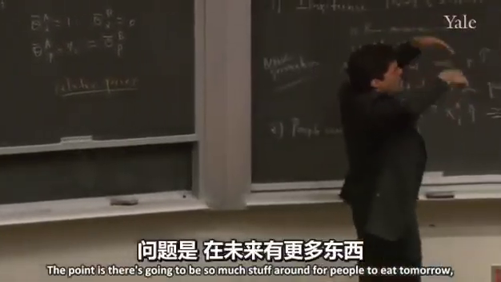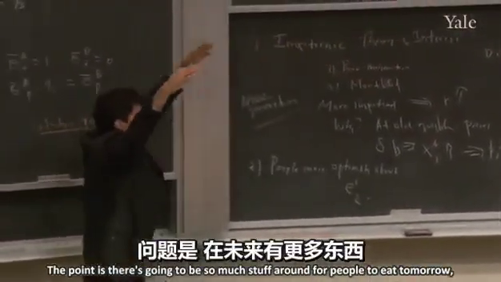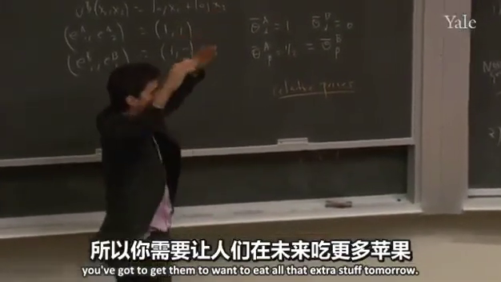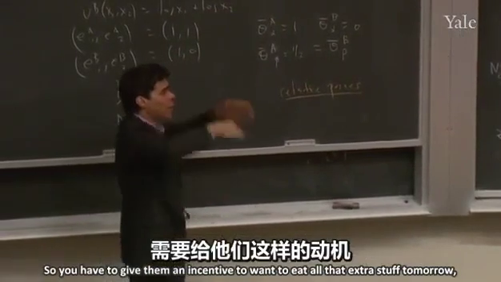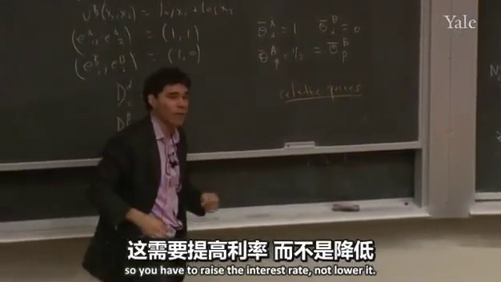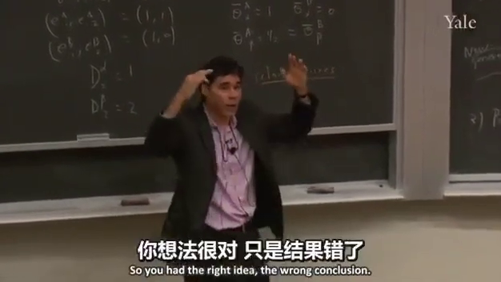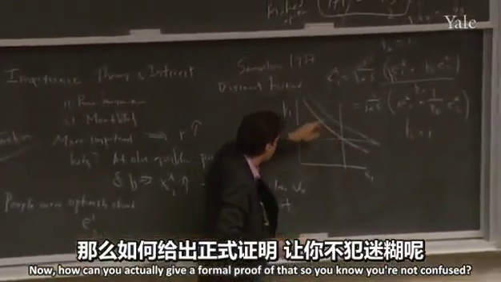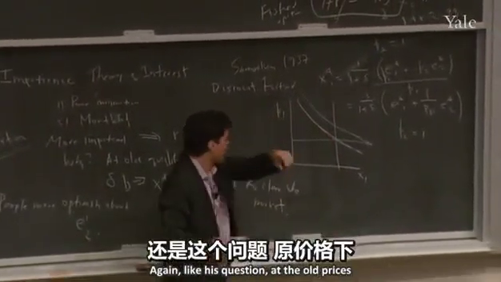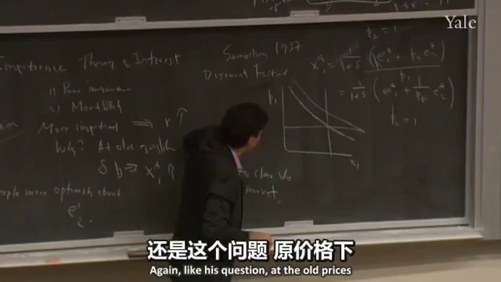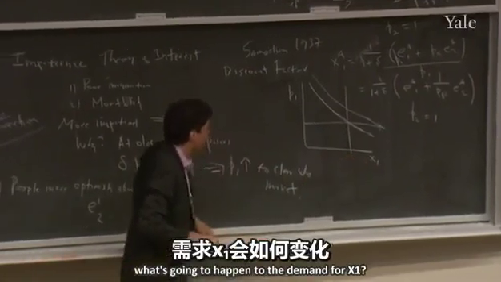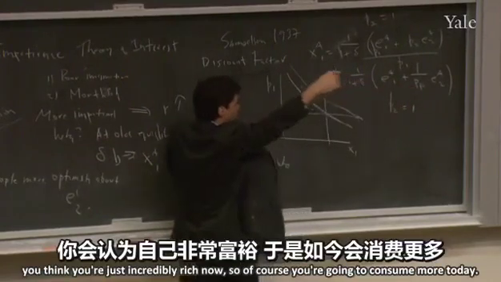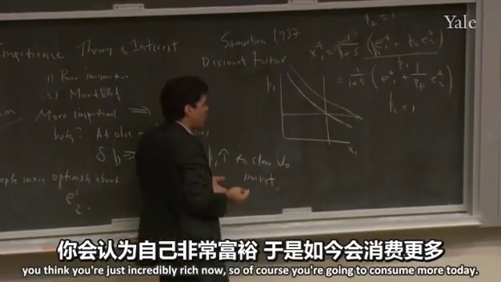The point is there's going to be so much stuff around for people to eat tomorrow, you've got to get them to want to eat all that extra stuff tomorrow. So you have to give them an incentive, so you have to raise the interest rate, not lower it. So you have the right idea, the wrong conclusion. Now, how can you actually give a formal proof of that so you know you're not confused? Again, like his question, at the old prices, what's going to happen to the demand for X1? Since you're going to be so rich in the future, you think you're just incredibly rich now. So of course you're going to consume more today.